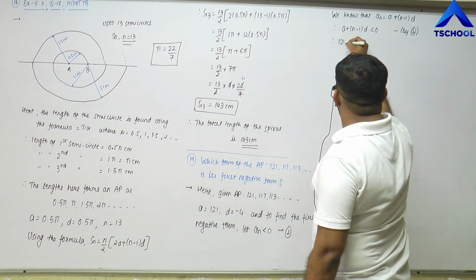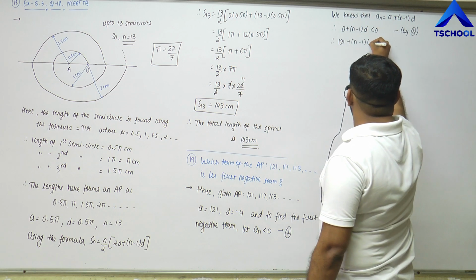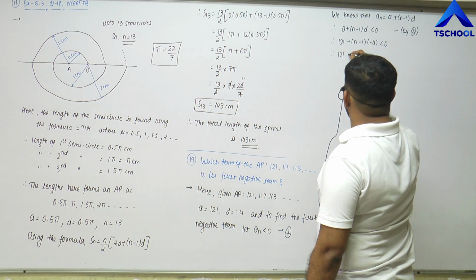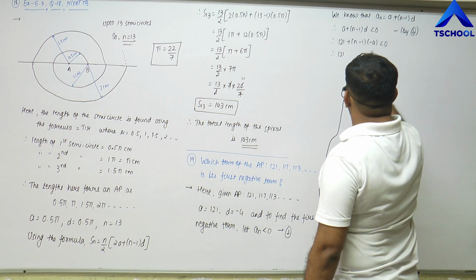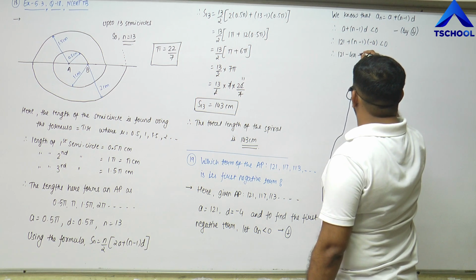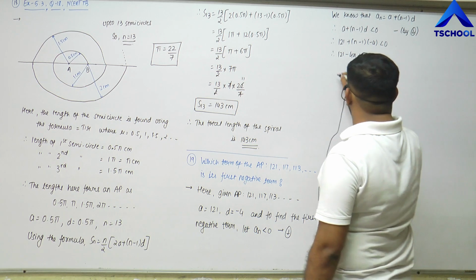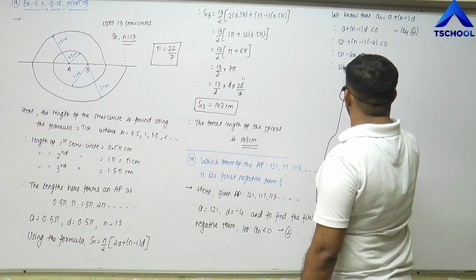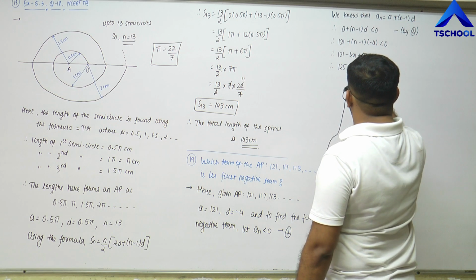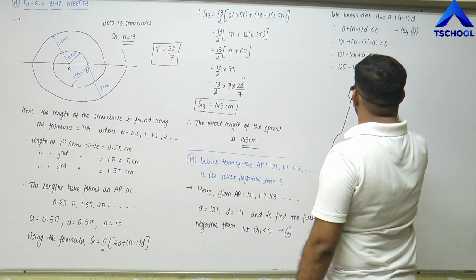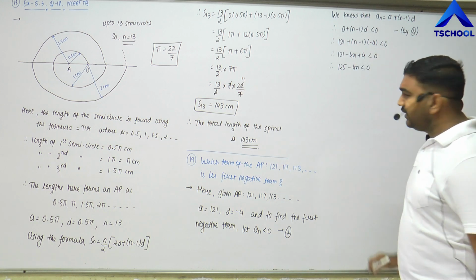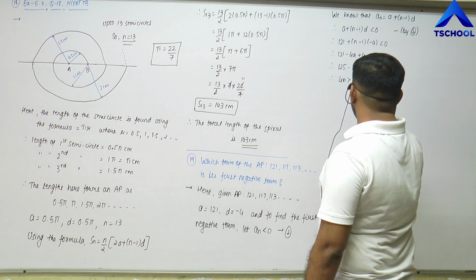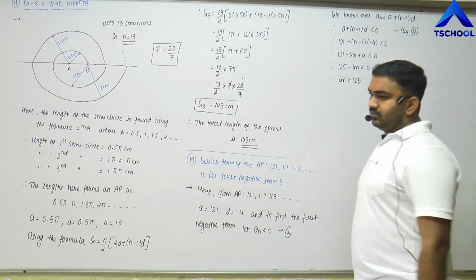Therefore 121 plus (n minus 1) into minus 4 is less than 0. Therefore 121 minus 4n plus 4 is less than 0. Therefore we can write it like 121 plus 4, that is 125, minus 4n less than 0, right? Therefore can I write it like 4n greater than 125?